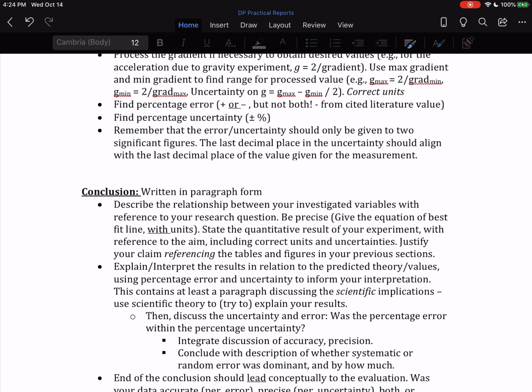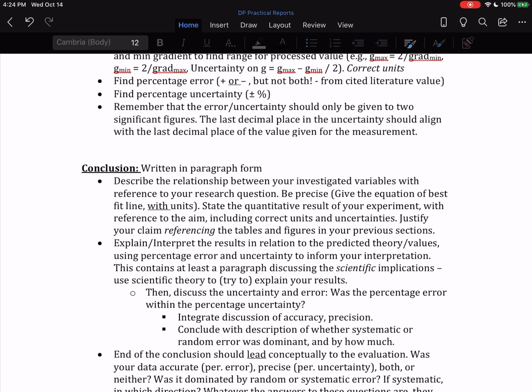Make sure you have units on all your uncertainties and that your uncertainties are all rounded to 2 significant figures. Then you find both the percentage error and the percentage uncertainty, and give both. Those are explicit calculations as well. Remember that the error and the uncertainty should only be given to 2 significant figures.